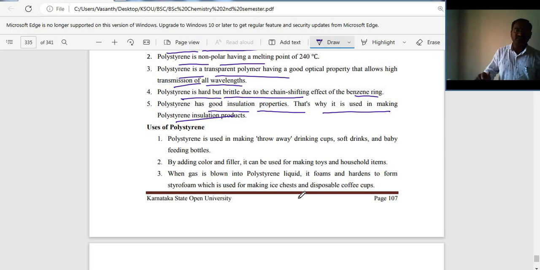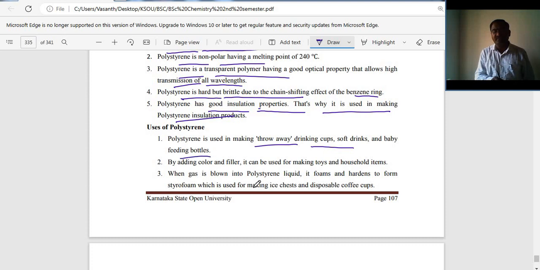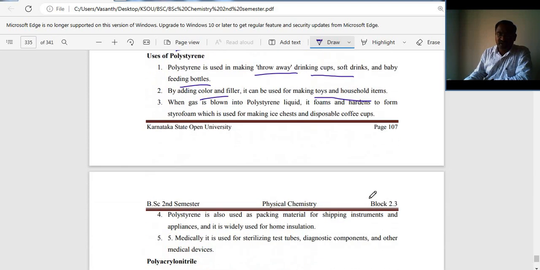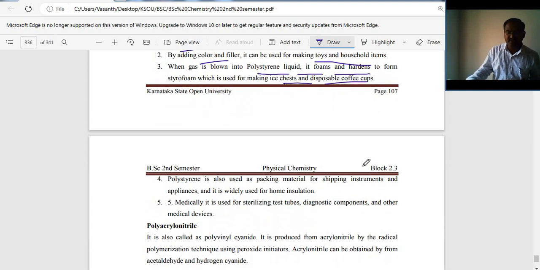What are the uses of this polystyrene? It is used in throwaway drinking cups, soft drinks and baby feeding bottles, adding color and filler. It can be used for making toys and household items. When gas is blown into polystyrene liquid, it forms and hardens to form styrofoam, which is used in making ice chests and disposable coffee cups.